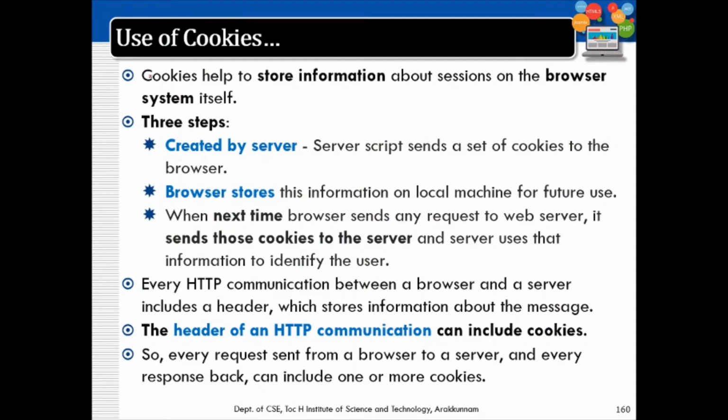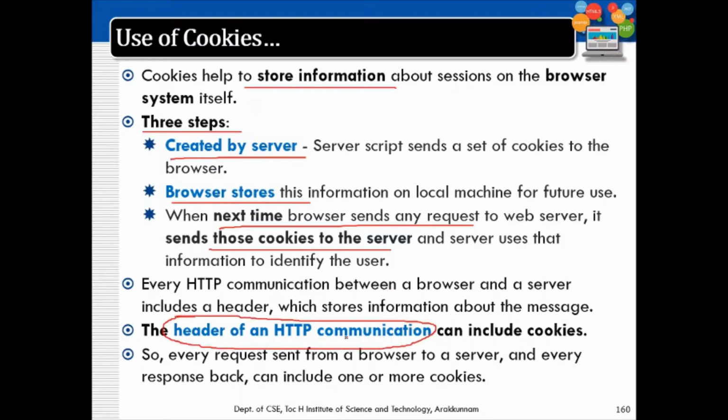These are some of the uses of cookies. Cookies help to store information about sessions at the browser system itself. The three steps are: it is created by the server, then it is stored at the client or the browser, and next time when the browser sends any web server request, those cookies are sent to the server, and thereby the server can identify the user. The cookies are sent using the header of HTTP communication, so cookies should be created before the start of the HTML body part. We will see that later.